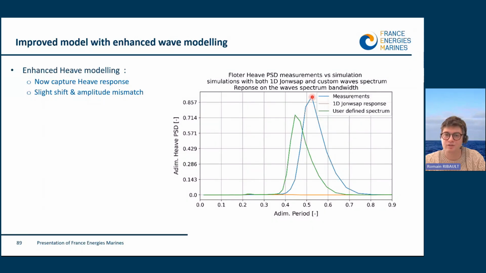So here you can see the power spectral density for measurements here in blue. In orange, it is the original PSD with very low energy. And in green, it is the result of the simulation after we modified the spectrum. So it's not a perfect match. We still have a slight shift in heave natural period and also in energy, but nothing to compare with the beginning.